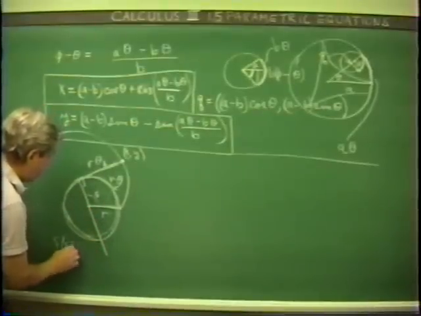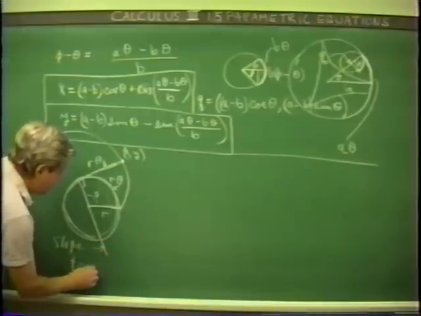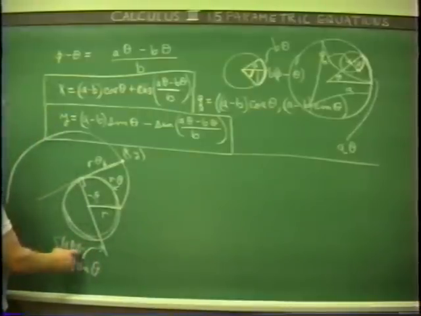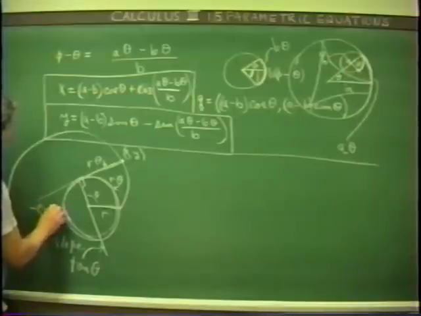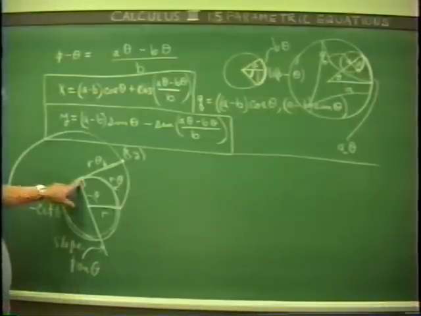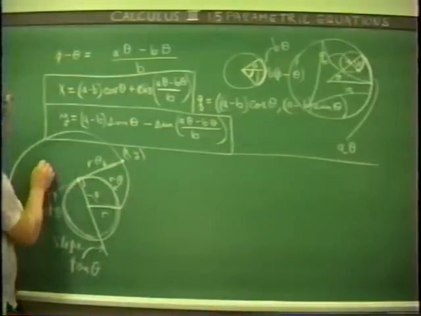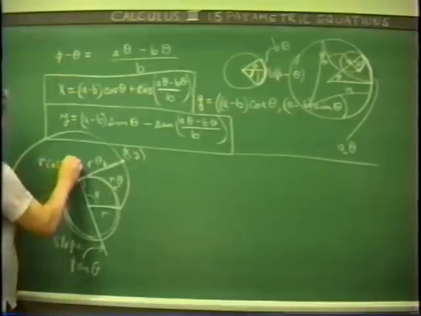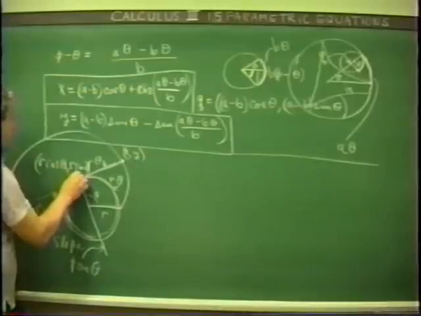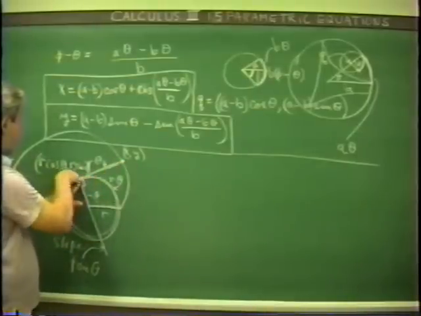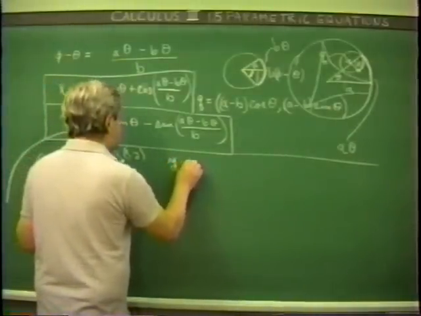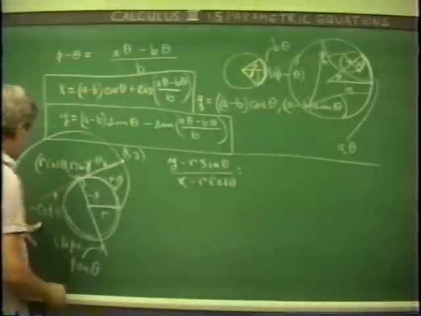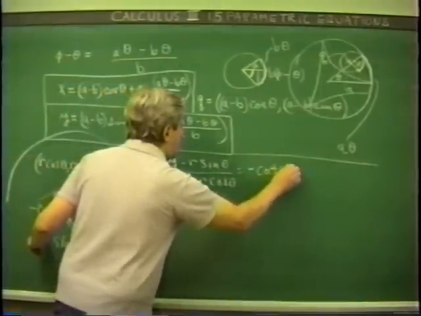The slope of this line is going to be tangent theta. The slope of this line is going to be minus one over tangent theta, or minus cotangent theta. This point right here is going to be r cosine theta, r sine theta. And so we can compute this slope using x, y, and the coordinates of this point, and we get that y minus r sine theta over x minus r cosine theta is supposed to be equal to minus cotangent of theta.